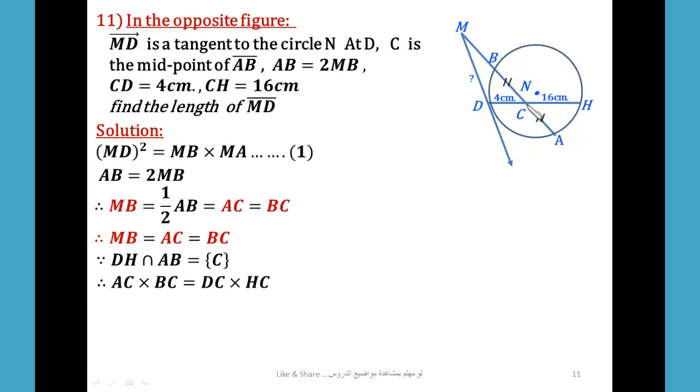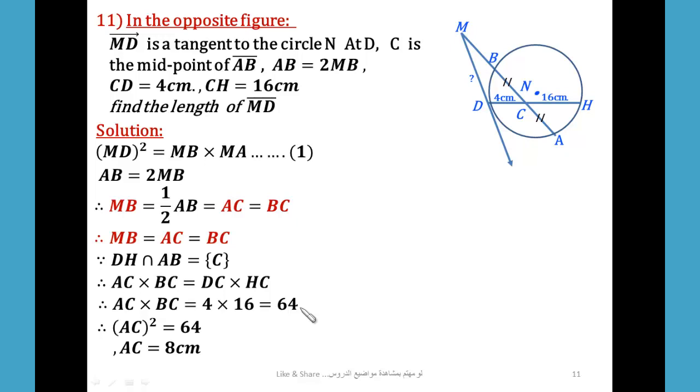AC multiply BC equals DC multiply HC, and we substitute DC equals 4 and HC equals 16. We get 64. Then the product of AC multiply BC equals 64. But BC equals AC, so AC multiply AC equals 64. So AC power 2 equals 64. By taking the square root to both sides, we have AC equals 8 centimeters. Also BC equals 8 centimeters and MB equals 8 centimeters.